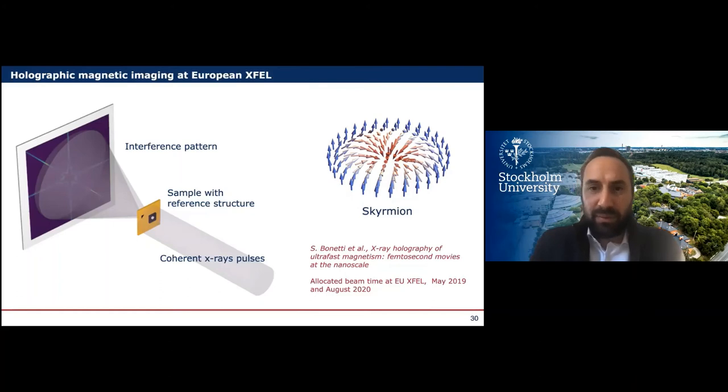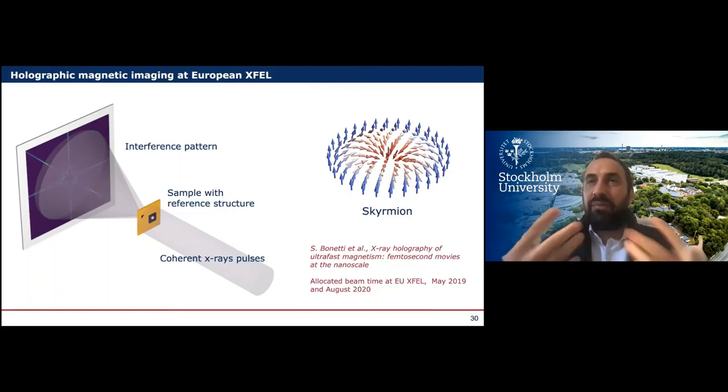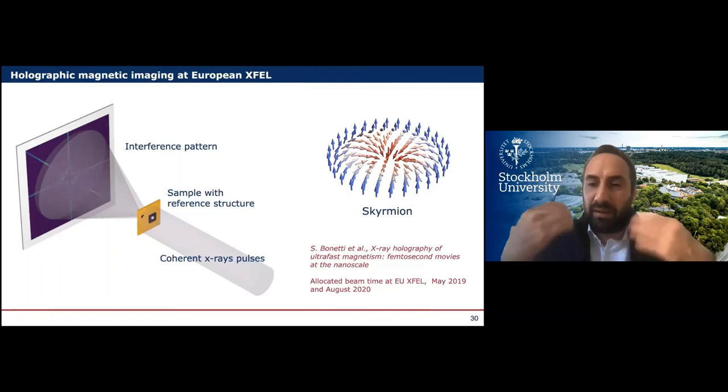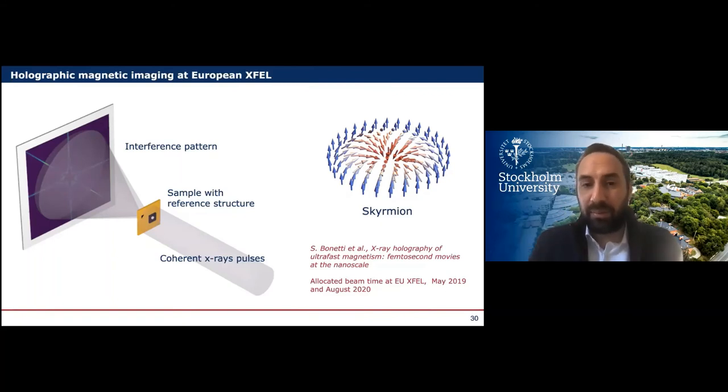People have been trying to image those. If we want to use them in hard drives, we want to see them, understand how they react when we write them, so that we can optimize the materials and try to make them usable. So what we want to do is an experiment which is both ultra-fast and looks at the ultra-small, at the nanometer scale.